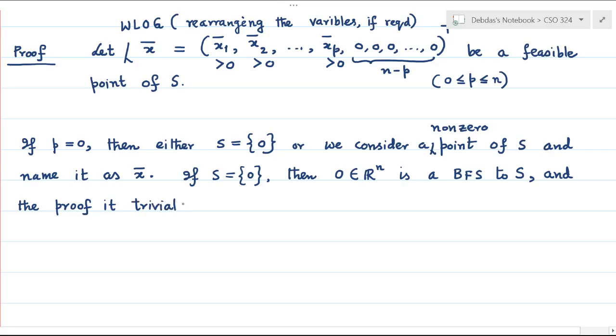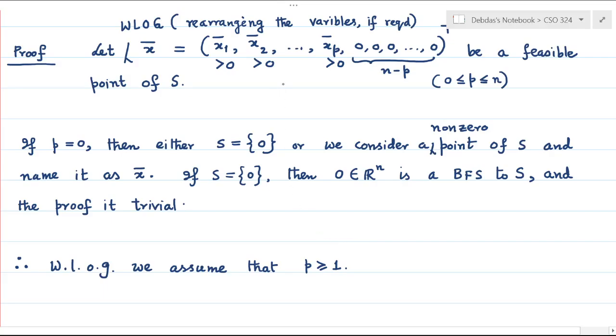Fine. Therefore, without loss of generality, we are assuming that p is greater than or equal to 1. Therefore, without loss of generality, we assume that p is greater than or equal to 1. Fine.